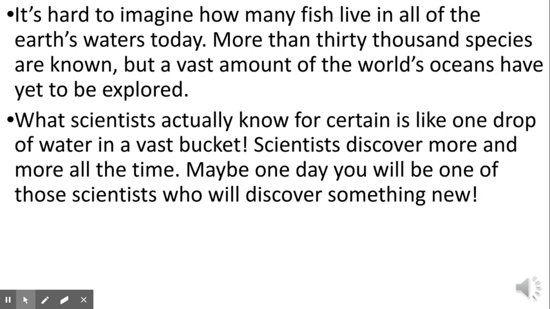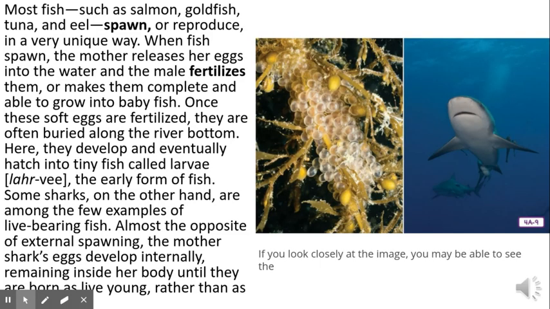It's hard to imagine how many fish live in all the Earth's water today. More than 30,000 species are known, but a vast amount of the world's oceans have yet to be explored. What scientists actually know for certain is like one drop of water in a vast bucket. Scientists discover more and more all the time. Maybe one day you will be one of those scientists who will discover something new.